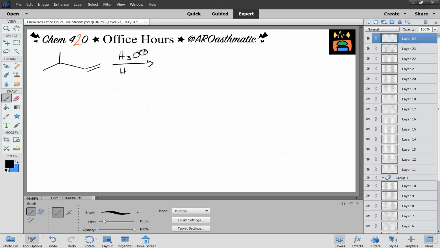All right. So clearly we're trying to hydrate our alkene. The product for this reaction is not a secondary alcohol. All right. It's not a secondary alcohol. The product is actually this tertiary alcohol. And if you're wondering why, we have to look at the mechanism.